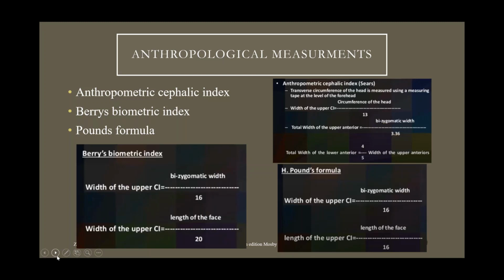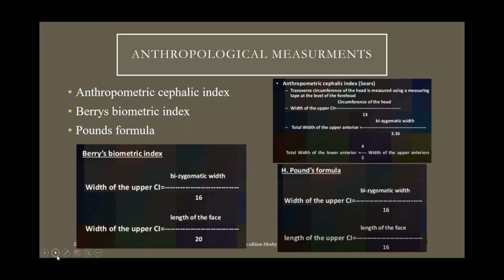So the first one, the anthropometric cephalic index: we measure the circumference of the head with the help of a measuring tape at the level of the forehead, and the width of the upper central incisor can be determined by dividing the circumference of the head by 13, and then the total width of the upper anterior teeth can be determined by dividing the bizygomatic width by 3.36.